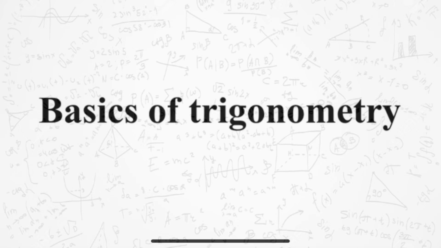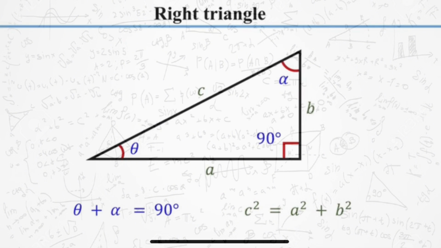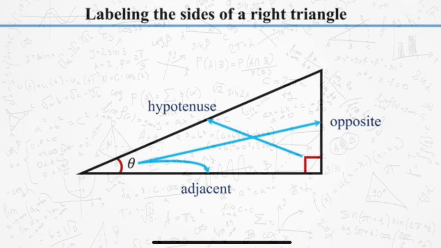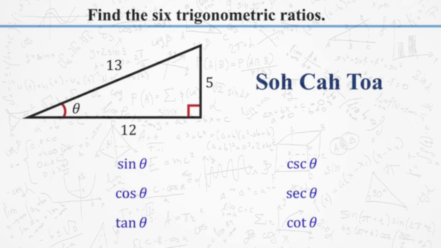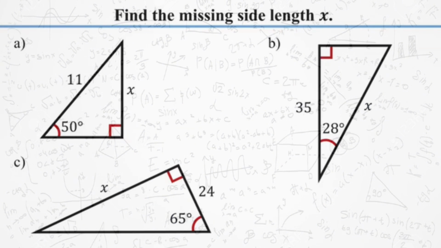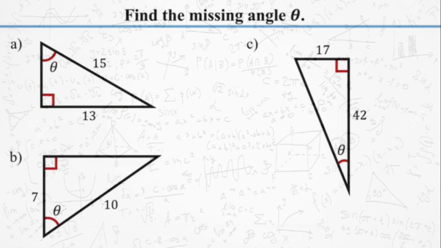In these lessons, we will focus on the basics of trigonometry. We will start with a review of a right triangle and learn how to label its sides. Then we will discuss the 6 trigonometric functions and learn how to find trigonometric ratios using SOHCAHTOA. And finally, we will apply these concepts to find missing side lengths and angles in right triangles.